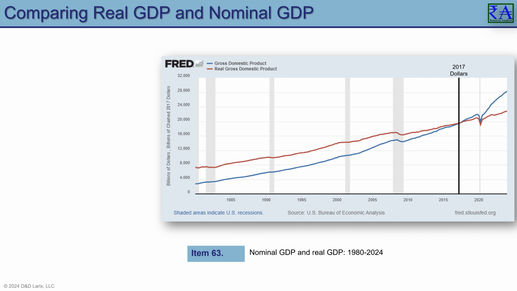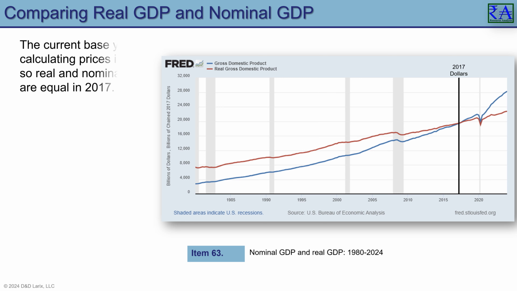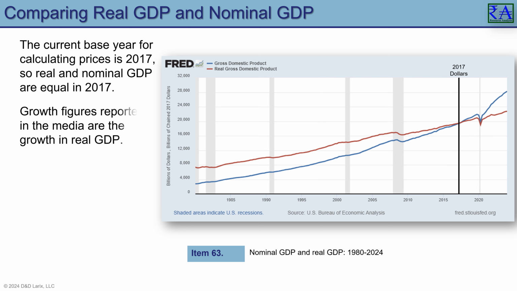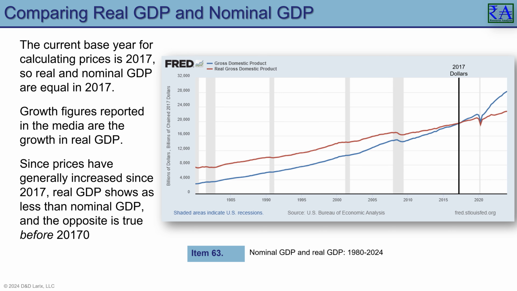Now in this slide, we are comparing real GDP and nominal GDP over time. The graph shows both metrics from 1980 to 2024, with a vertical line indicating the base year of 2017. Nominal GDP is measured using current year prices, reflecting the actual market value of goods and services produced. In contrast, real GDP is adjusted for inflation, using the prices from the base year, which in this case is 2017.